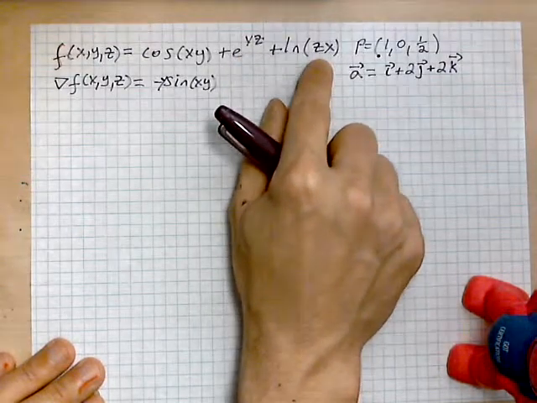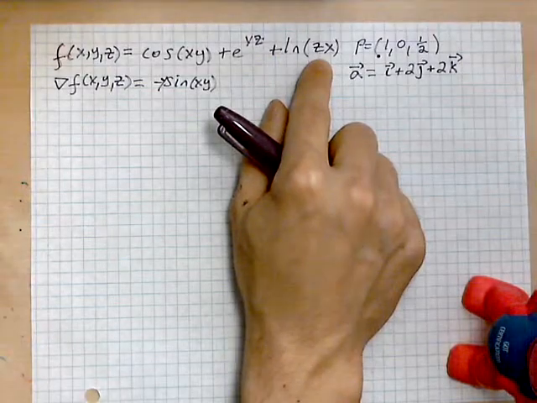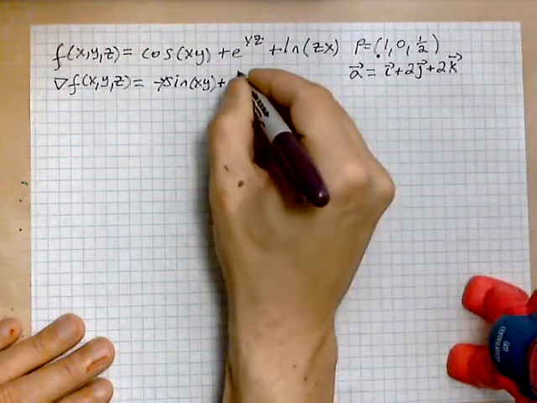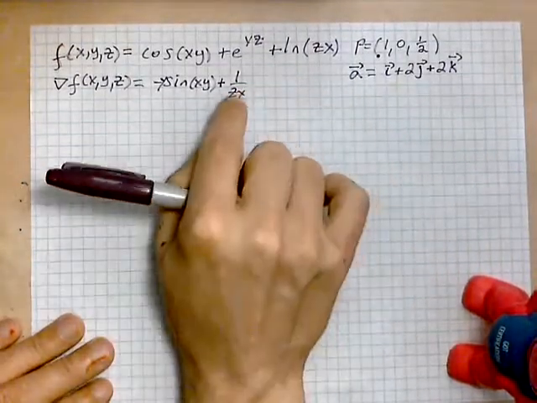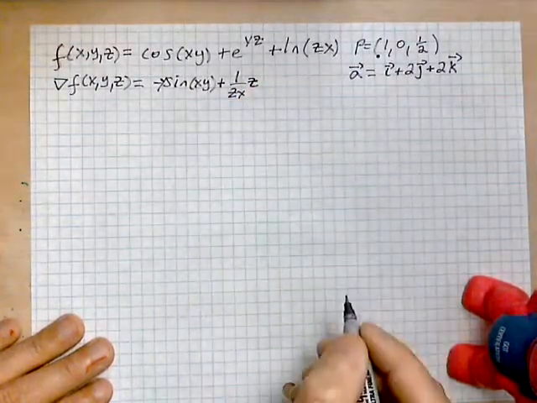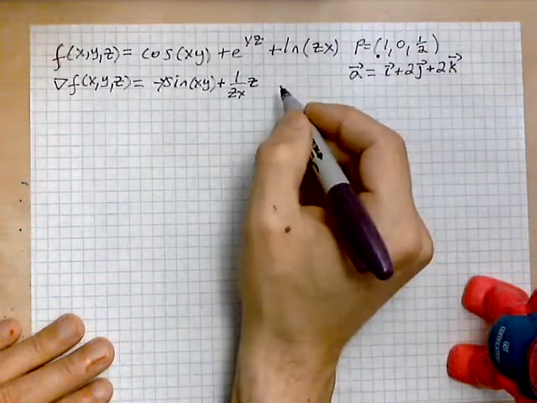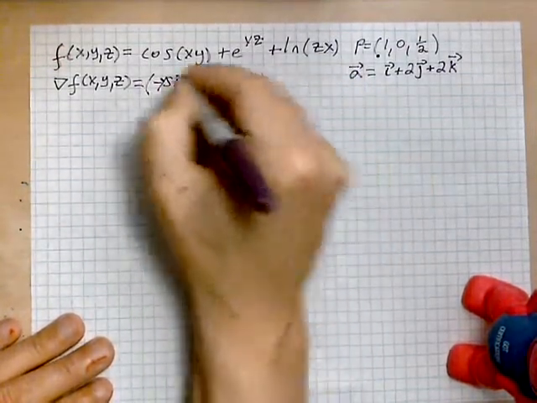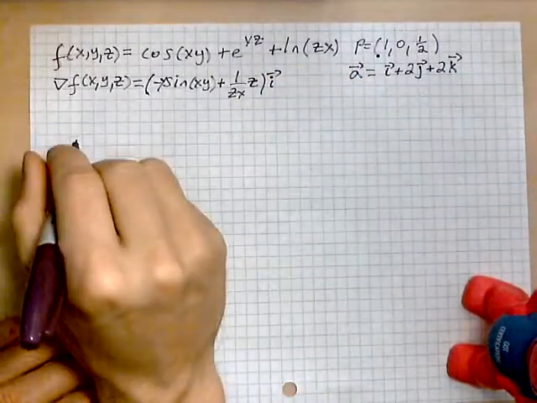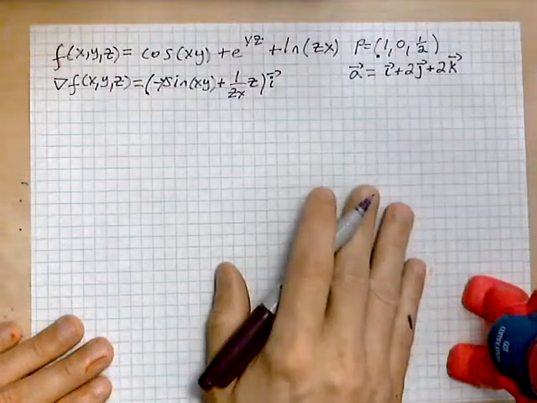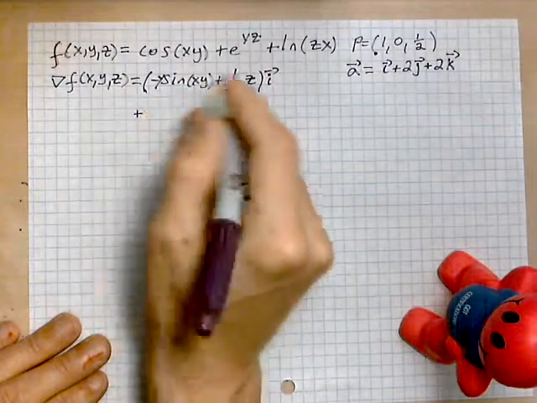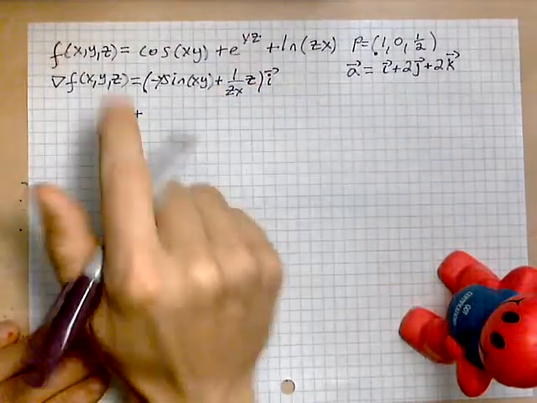And then ln of z times x: you differentiate with respect to x, so you have plus 1 over zx, and then you use the chain rule, so that gives you another z. Notice the z's will cancel eventually. That's the first step. Then you add to this, and I'm going to bring this down to the next line.